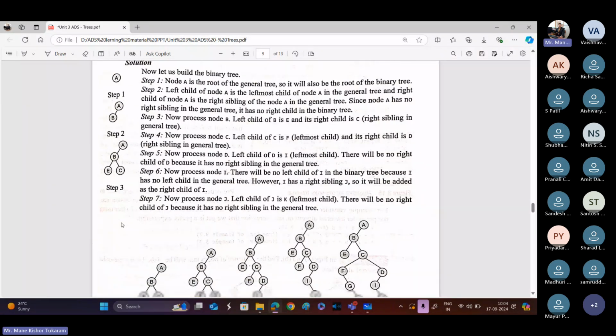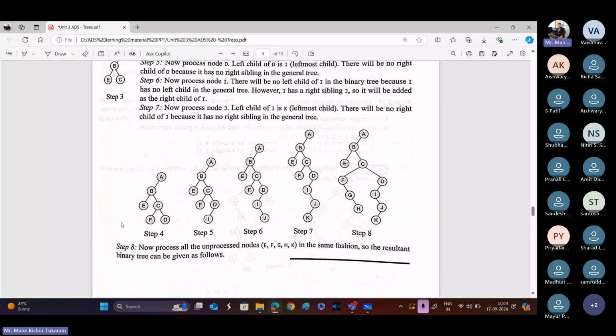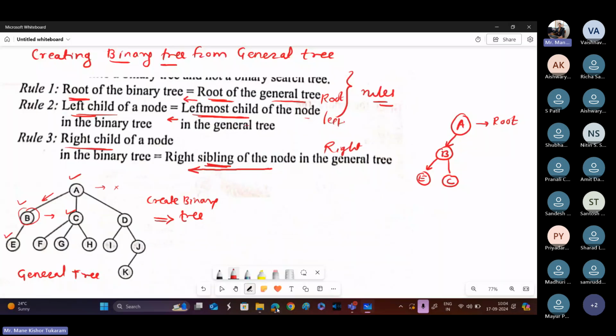Then the next step, that is we have to find related to the C. Okay, so since E doesn't have any particular children, we can just go to the particular C. So for C, we are again selecting the leftmost element, that is F. So we just write F. Then inside the C, there is a right sibling, that is D. So here D is included as a right child.